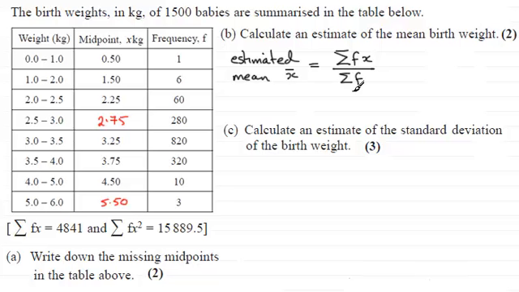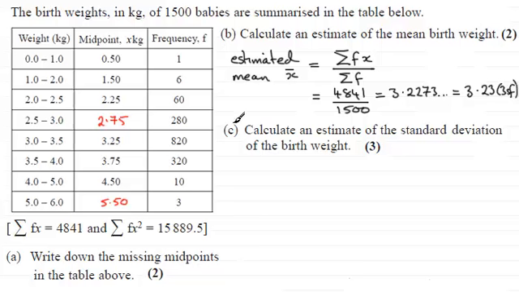And working this out then we end up with 4841, and that's divided by the total frequency, which if you added this up comes to 1,500. So divide that by 1,500 and you end up with 3.2273 and so on. And if we give our answer to 3 significant figures, it's going to be 3.23 to 3SF.